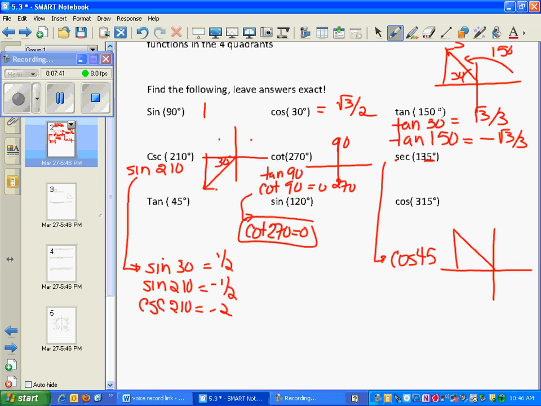Is this going to be in the second quadrant? Will the cosine be positive or negative? Negative. All students. So we know that it's negative because the only thing that's positive is the sine. What is the cosine of 45? Okay. What is the cosine of 135? So then what is the secant of 135?